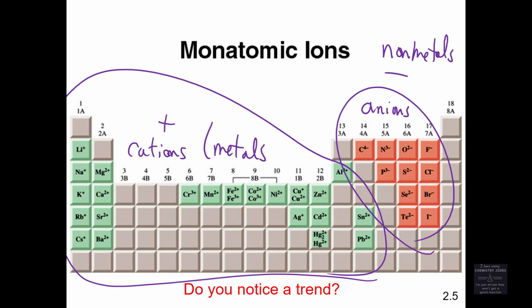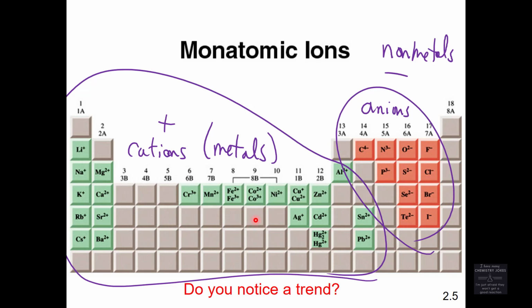This is getting a little bit deep for what we need to know right now, but metals are much more loosey-goosey with their electrons. Metals are much more likely to get rid of electrons. Nonmetals are much more likely to accept electrons. So nonmetals take on electrons, become negative. Metals give away electrons and become positive.